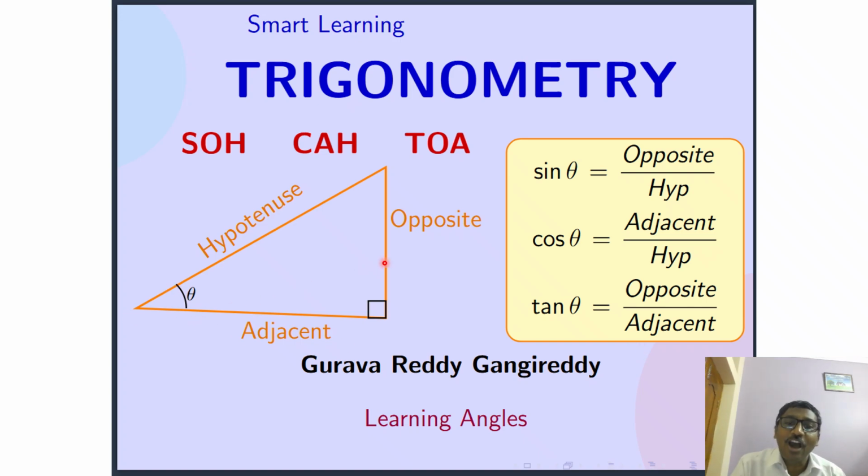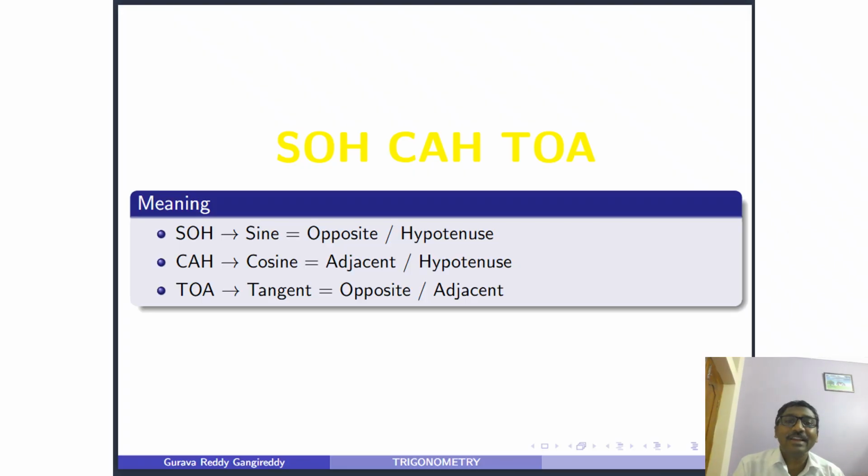For theta, this is the opposite side, this is the adjacent side and this is the hypotenuse. We learn angles also here. SOH-CAH-TOA: sin is opposite by hypotenuse, cosine is adjacent by hypotenuse, tangent is opposite by adjacent.